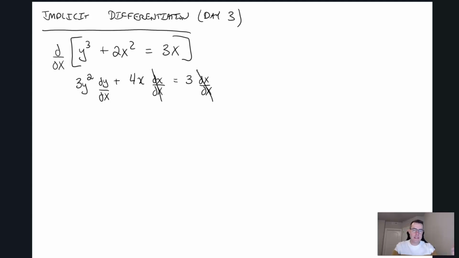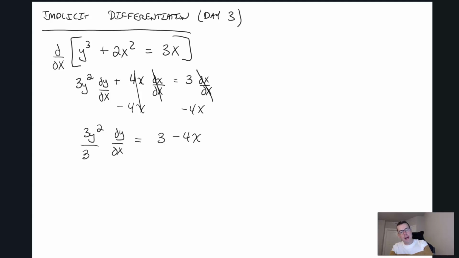And so then obviously we could just go ahead and solve this by subtracting the 4x to the other side, so we had 3y squared dy dx was equal to 3 minus 4x, and then we simply divide by 3y squared. Okay, so this is what we were doing when we were just doing implicit differentiation.